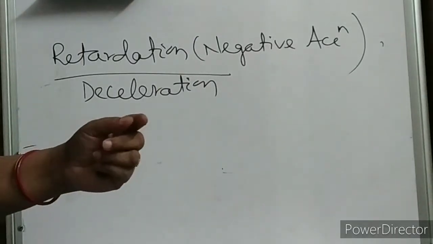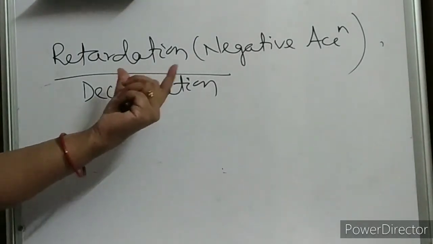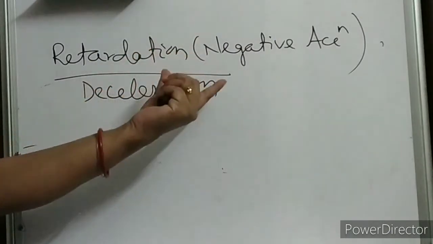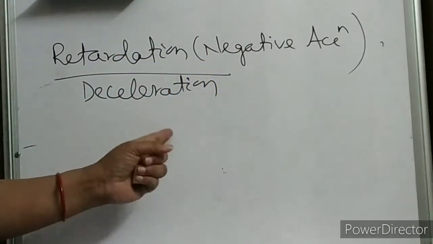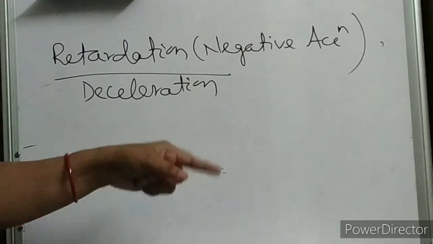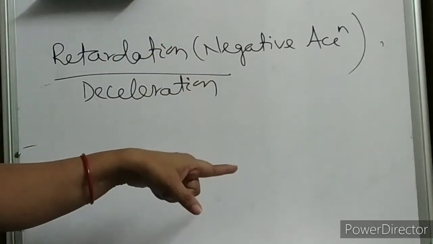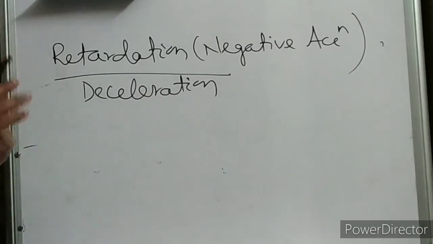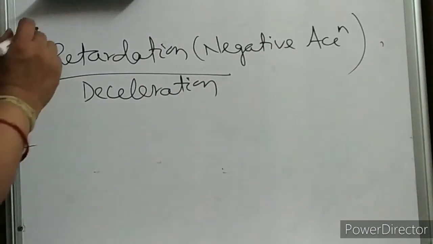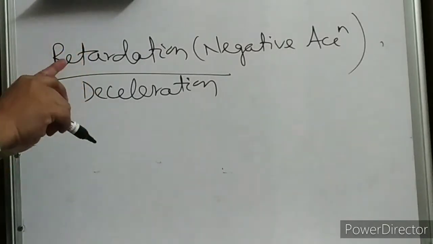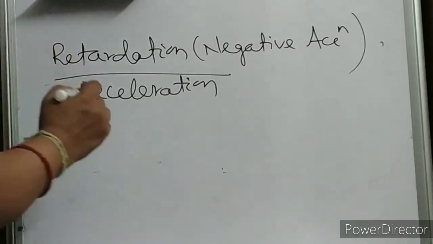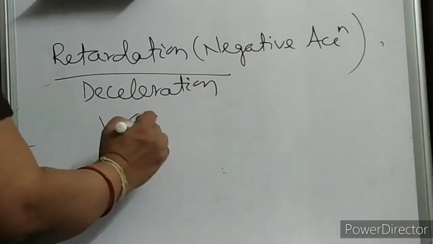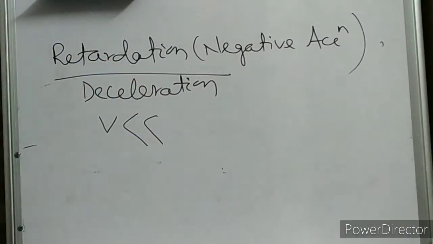Okay, that means when the velocity of the body is increasing, there you are getting acceleration. Now what we have seen in the last example, the velocity is decreasing. So when the velocity of the body is decreasing, then the acceleration will be negative. Okay, so a body is said to be retarded, a body is said to be having negative acceleration when the velocity decreases. Clear, children?